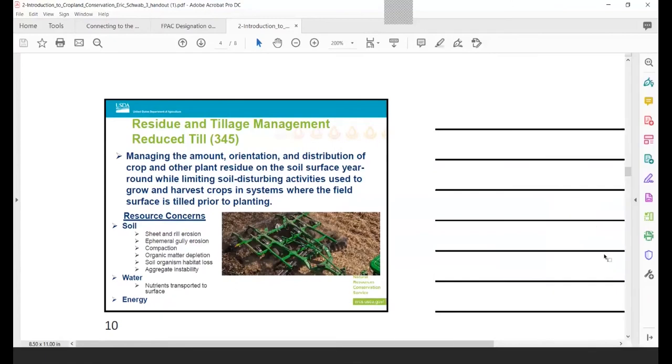So again, there's a need for a RUSLE2 calculation, and the resource concerns we address with this are really exactly the same: sheet and rill erosion, ephemeral gully, compaction. Clearly, there are vast differences in the level of protection that these two standards, the no-till and the reduced tillage, provide to the soil surface. So with that, go on to the next slide.